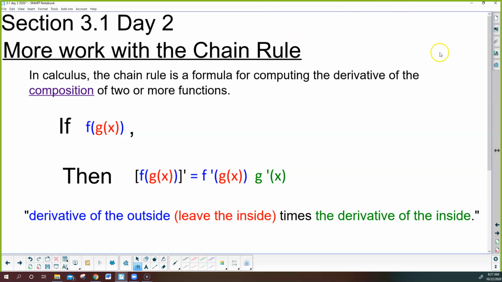Okay? All right. So what is the chain rule? It's when we have the composition of a function inside of another function. And the saying is take the derivative of the outside, leave the inside, and multiply by the derivative of the inside. That's the process that we take.